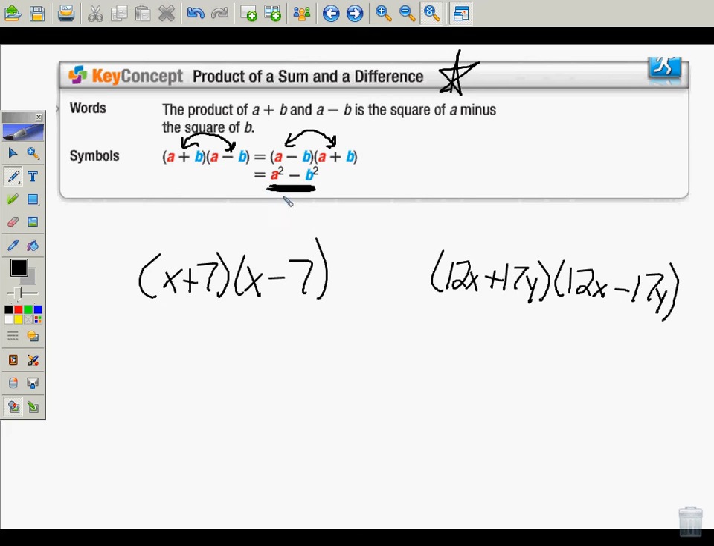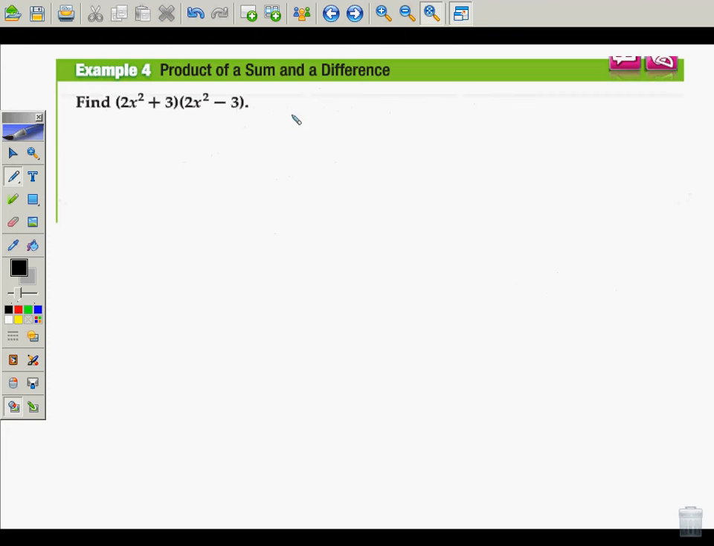The other ones don't save you that much work. This one ends up saving you a decent amount of work. So notice here, I've got 2x squared plus 3 times the quantity of 2x squared minus 3. The only difference between these two binomials, or these two pieces, is that we're adding one of them inside and the other one inside is subtracting. Other than that, they're exactly the same. Now I'm going to show you what it would look like if you would FOIL it, and then I'm going to show you the shortcut.